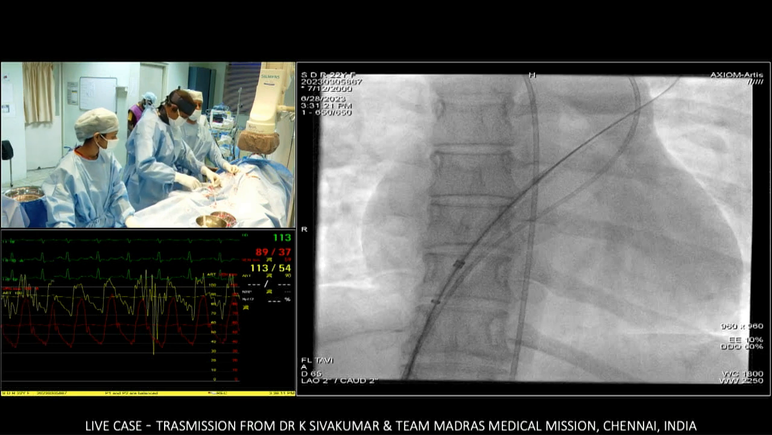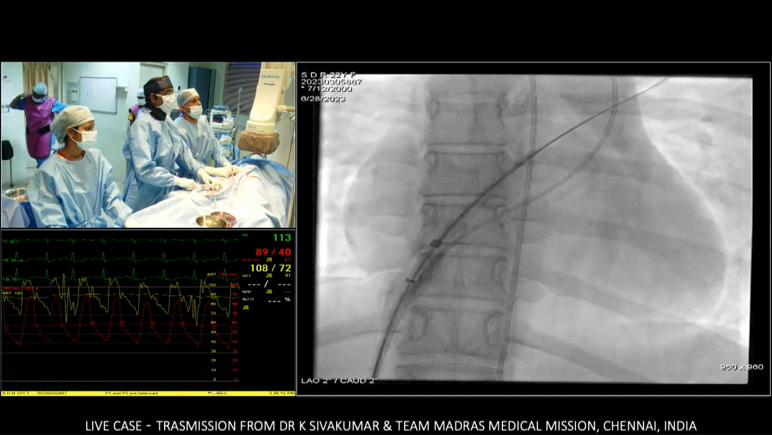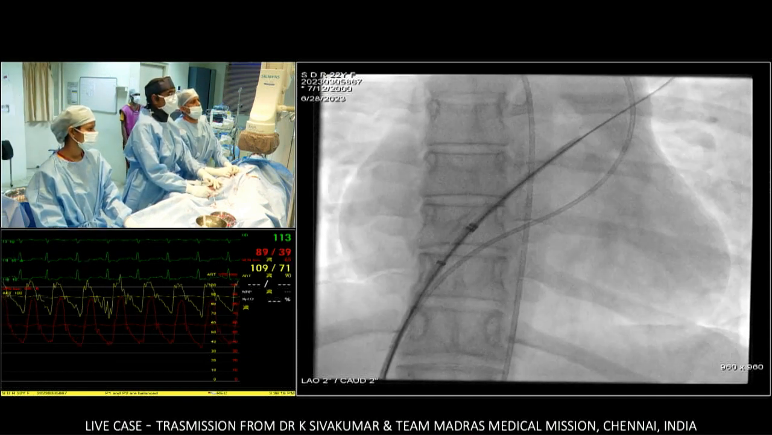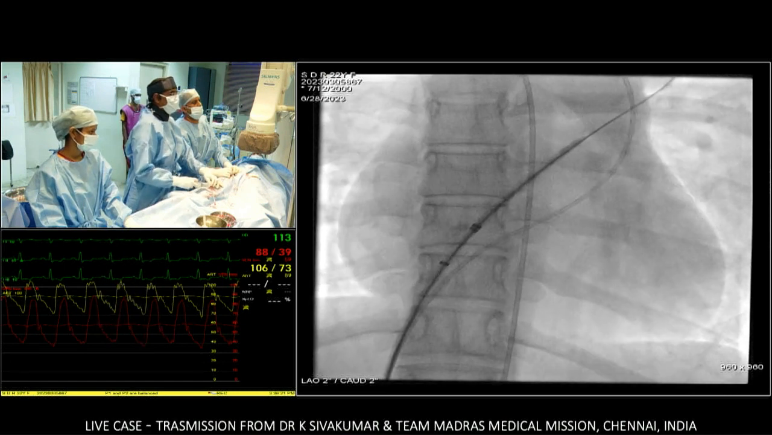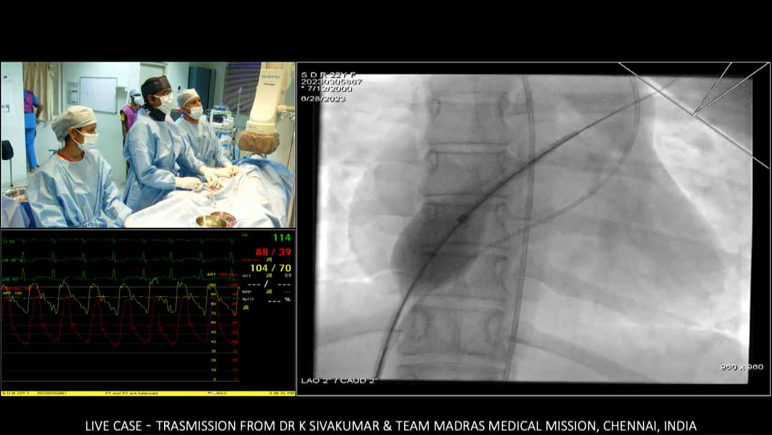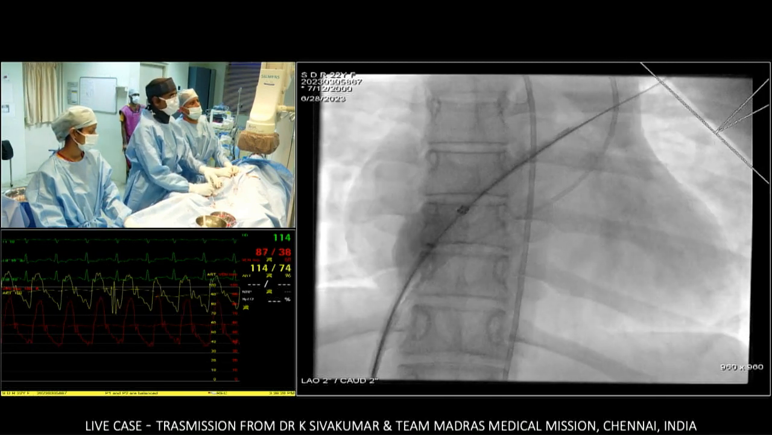Okay, this is inflating more, go inside. Yeah, thank you very much. I forgot to introduce the doctor who is now assisting me. He is Dr. Vishnu, who is one of my senior fourth year fellows.